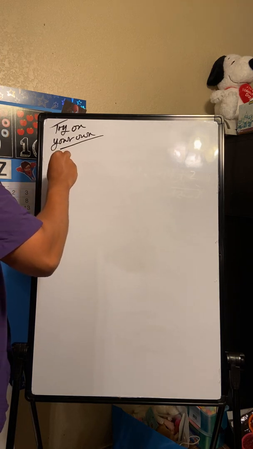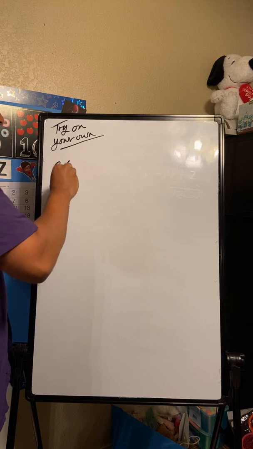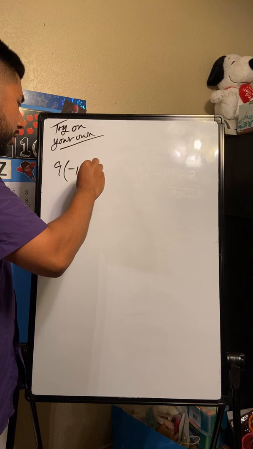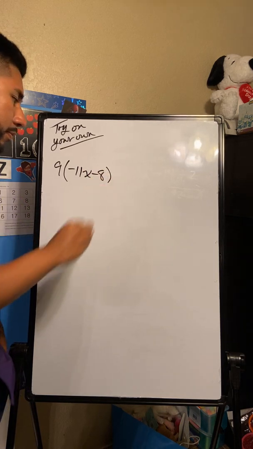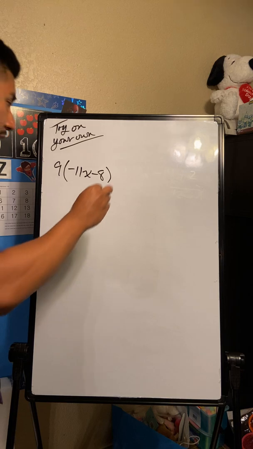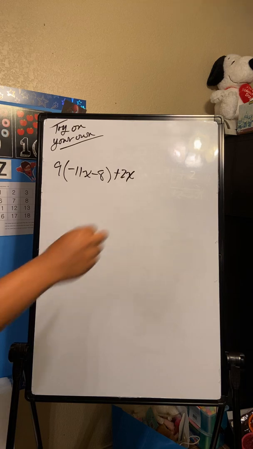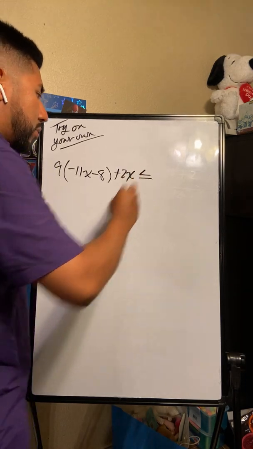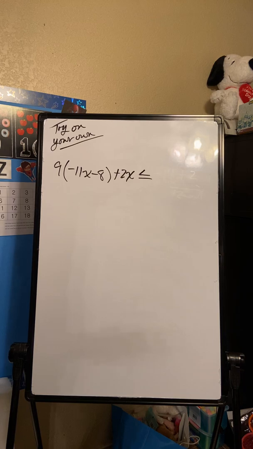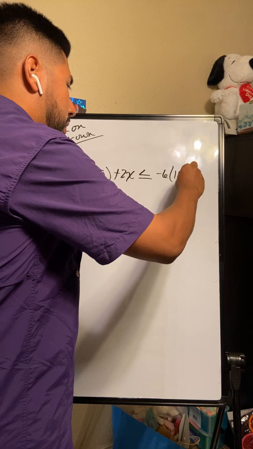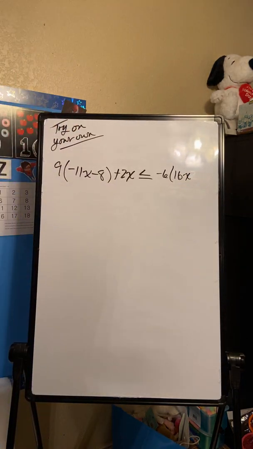Back to this though. So this problem is, make sure you try it on your own. Pause the video right after I write this. 9 parentheses negative 11x minus 8 plus 2x. Shoot, it's a little long. Less than or equal to negative 6 parentheses 16x plus 7.